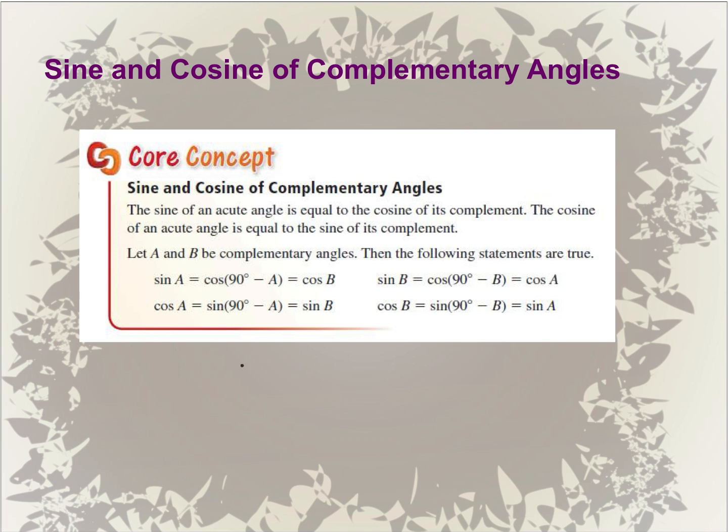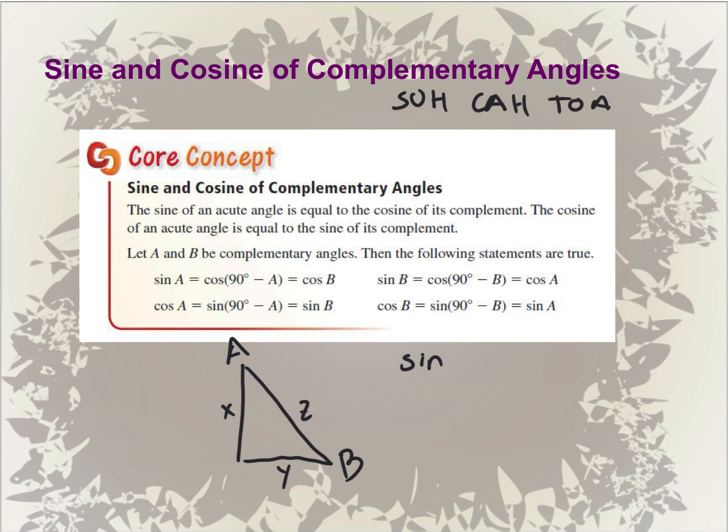So if you have a triangle, let's call this A, B, and let's call this X, Y, Z. So if we do the sine of A, let's write out SOHCAHTOA. The sine of A here is opposite over hypotenuse, so YZ. And if it's telling us the sine of A is equal to the cosine of B, notice how the cosine of B is also adjacent over hypotenuse, so it's the same ratio.